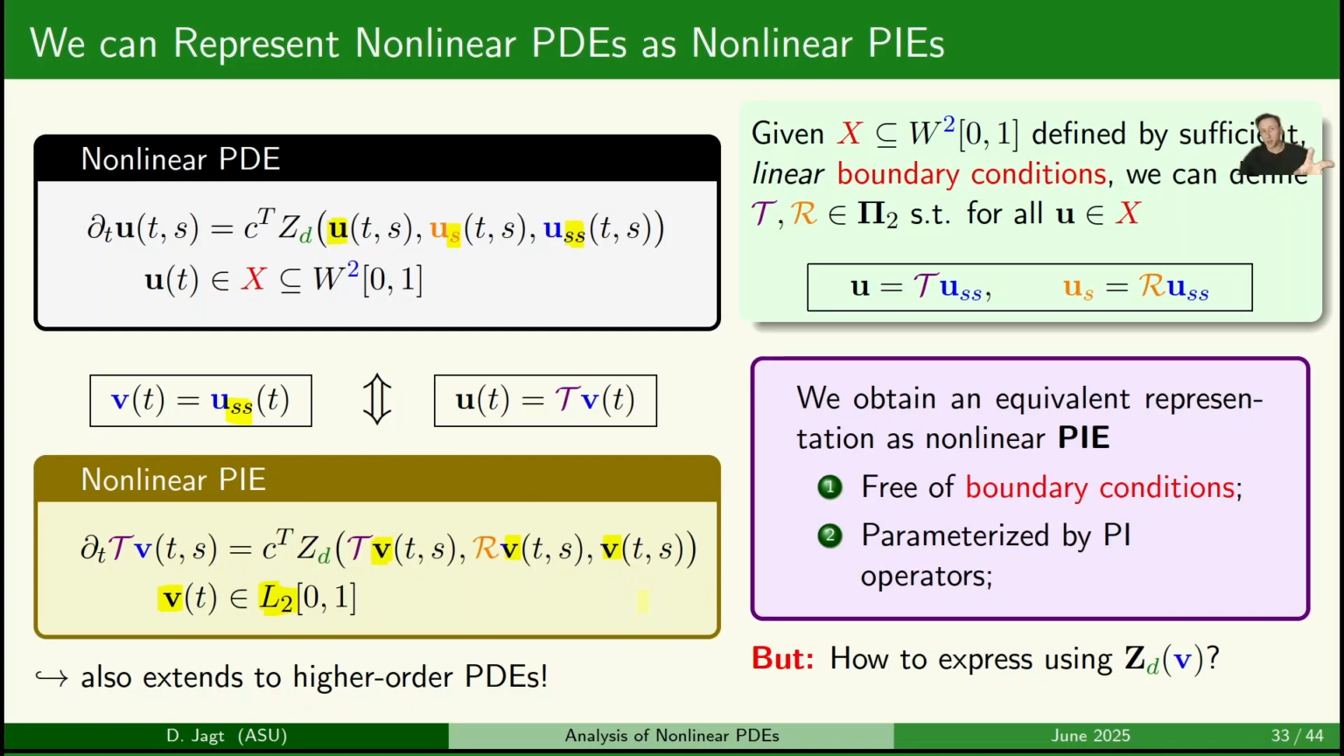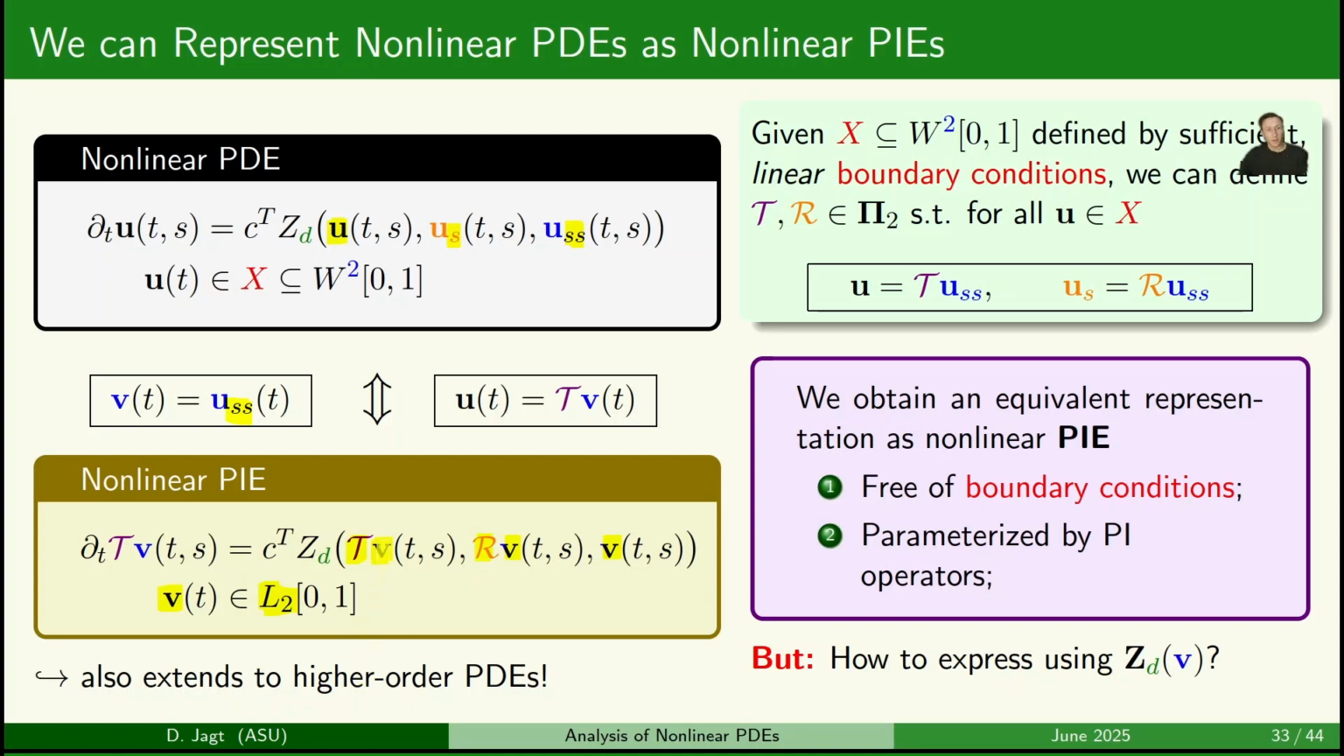Of course, this is just for second order PDEs, so assuming the state here to be only second order differentiable, but we can in fact generalize all of this to higher order PDEs as well by taking the fundamental state to be the highest order spatial derivative of the PDE state. So with that, we have an equivalent PI representation of our nonlinear PDE expressed in terms of this fundamental state and using these PI operators T and R.